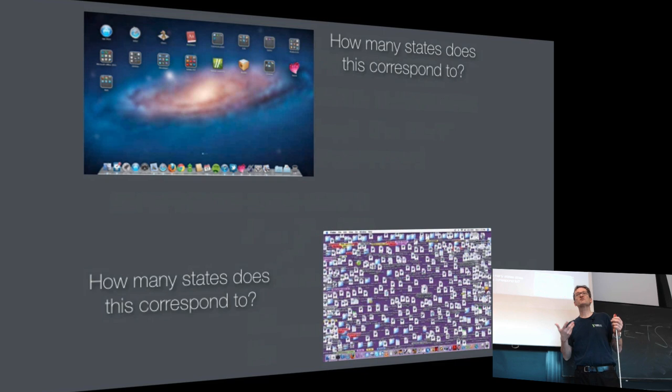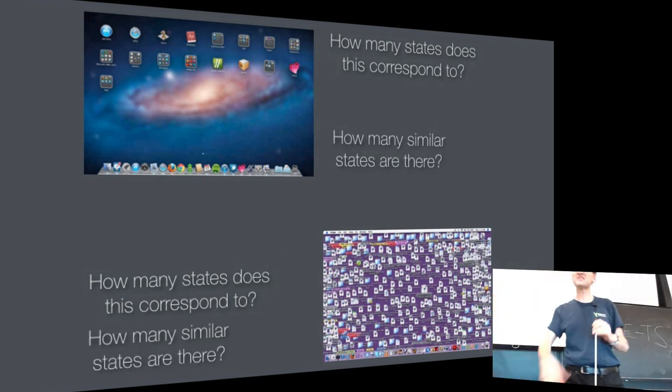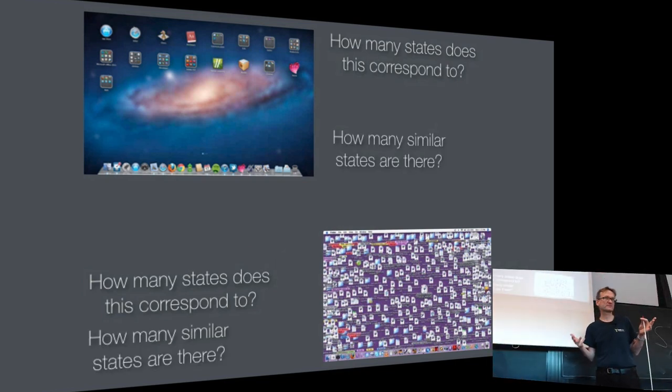So there are kind of two ways we can define state. One on the lowest possible level, if a single atom has moved, and then maybe on a slightly similar level, how many similar states are there? And occasionally we're going to call the top one microstates with an I, and this one macrostates with an A.